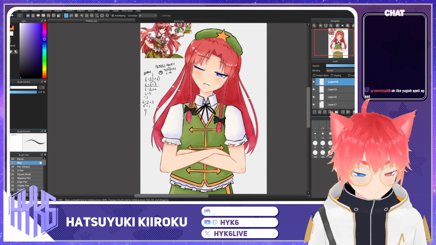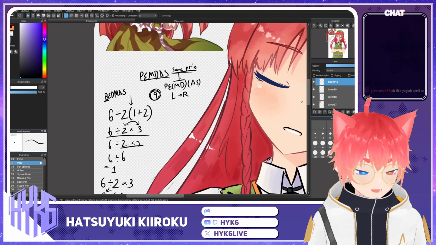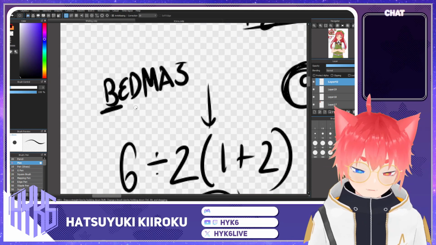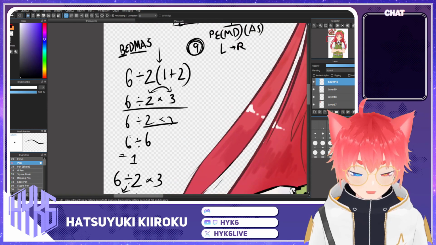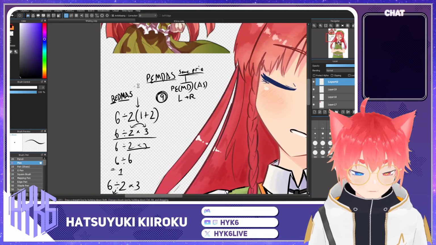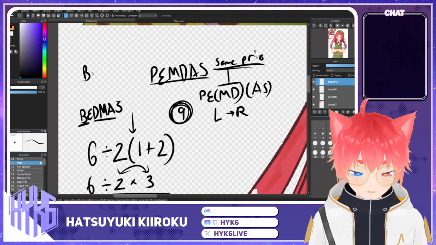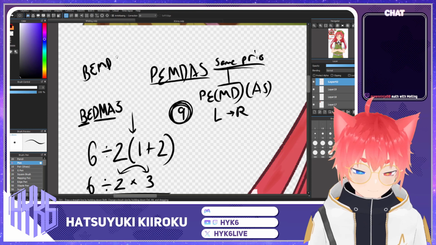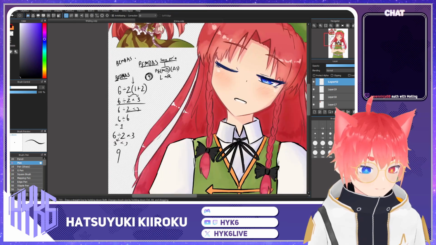See? You do it based off of left to right. You don't do multiplication or division first. Because if that's the case, then PEMDAS would end up being like 9, and then you have the other PEMDAS, which is like the weird alternative. It's gonna be weird.